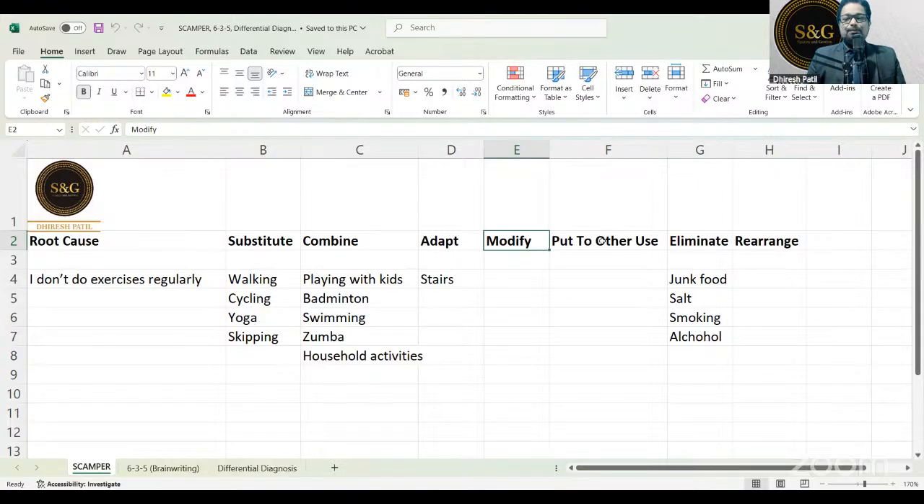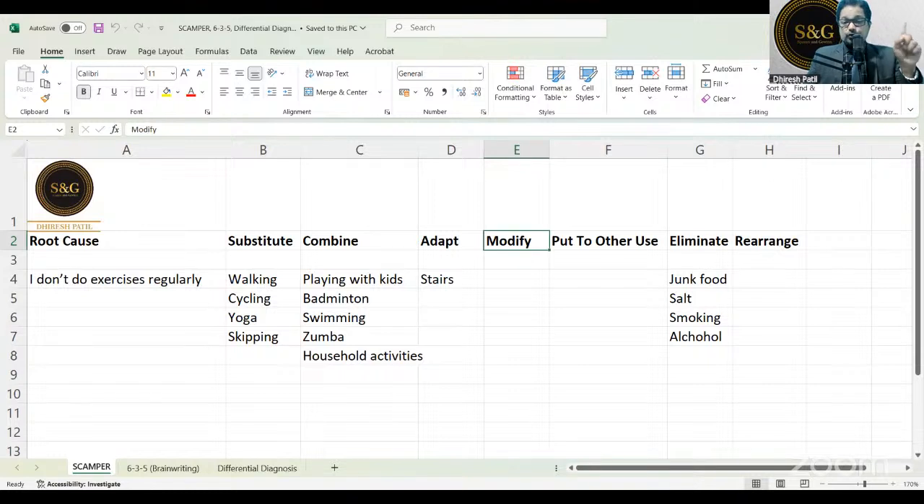Very good. So then put to other use, eliminate. These are the trigger words in which SCAMPER is used. Are you clear how SCAMPER is generated? Just give me yes in the chat box. SCAMPER clear hai? Just give me yes. Okay. I'll give you this Excel sheet as well so that you can refer to it.